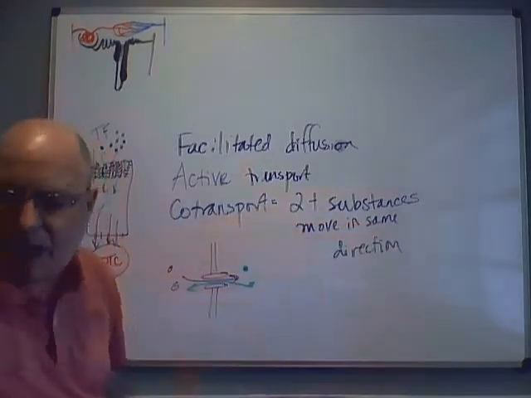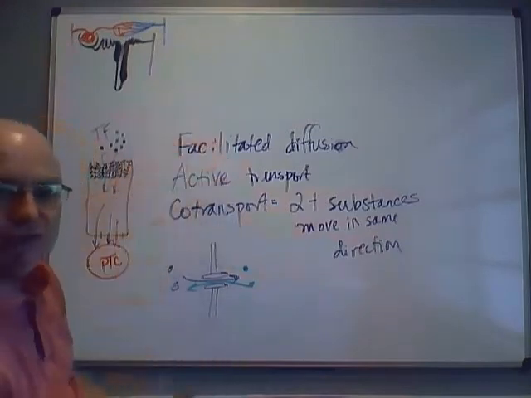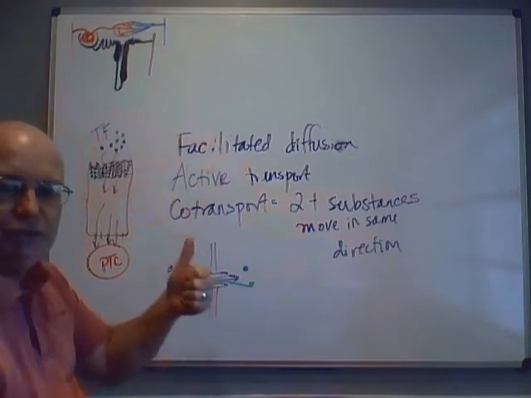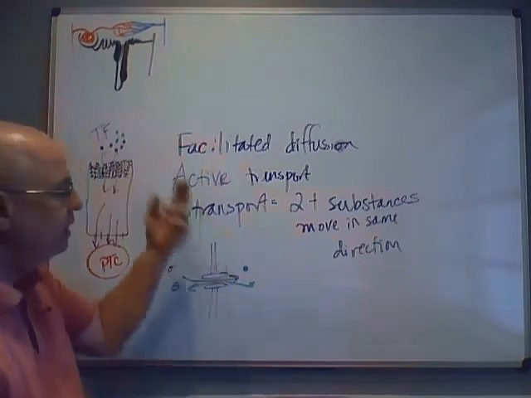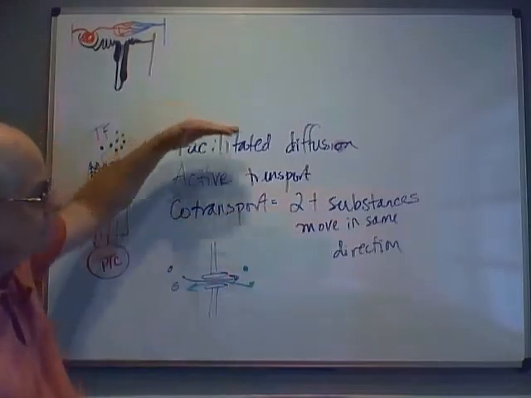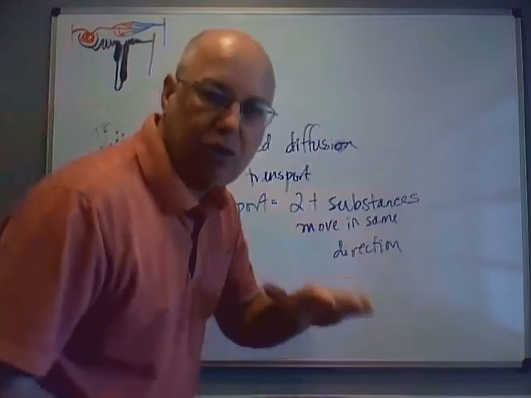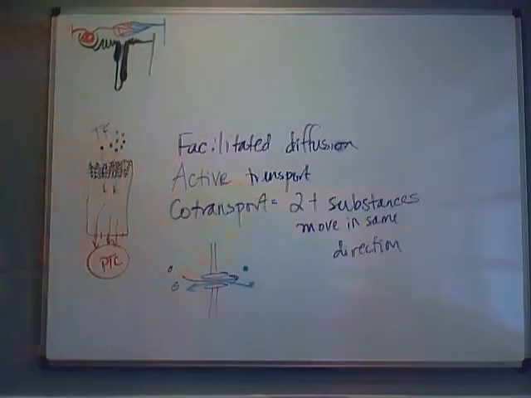I'm not going to write all that out. It's in the note set. Okay? So you need to know these four definitions. Facilitated diffusion means one substance can only move when there's the presence of a second substance that helps it. Active transport simply means it requires energy. And facilitated diffusion is always a passive process, but there are some types of active transport.